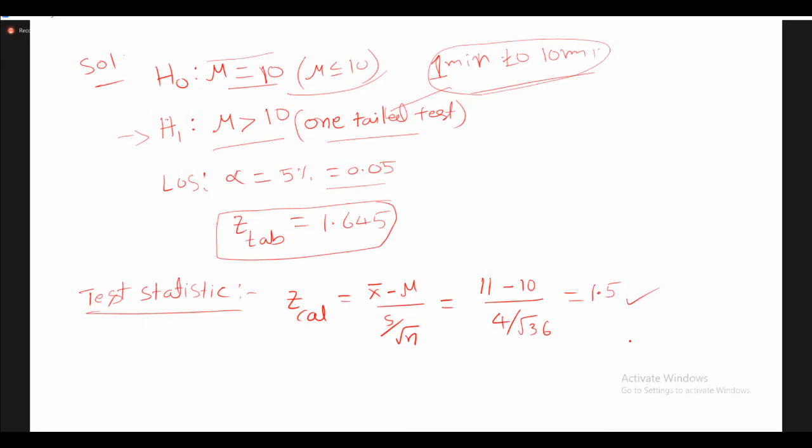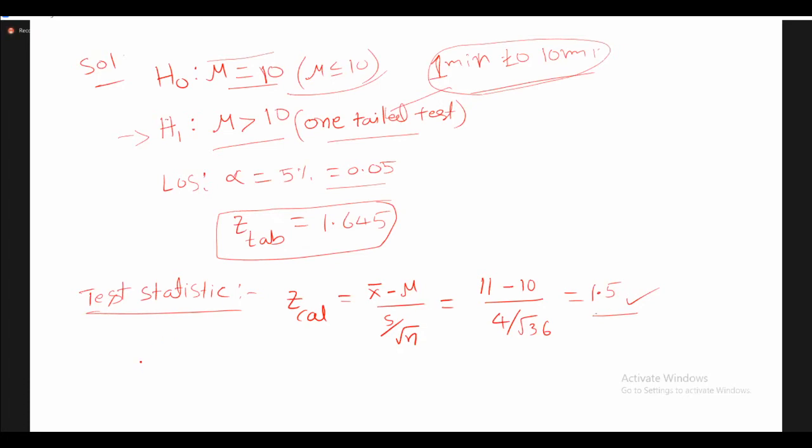Has anyone checked the Z calculated? Anyone confirm in the chat box whether that value is right or wrong? Yes. Okay, fine. Now Z calculated is 1.5.